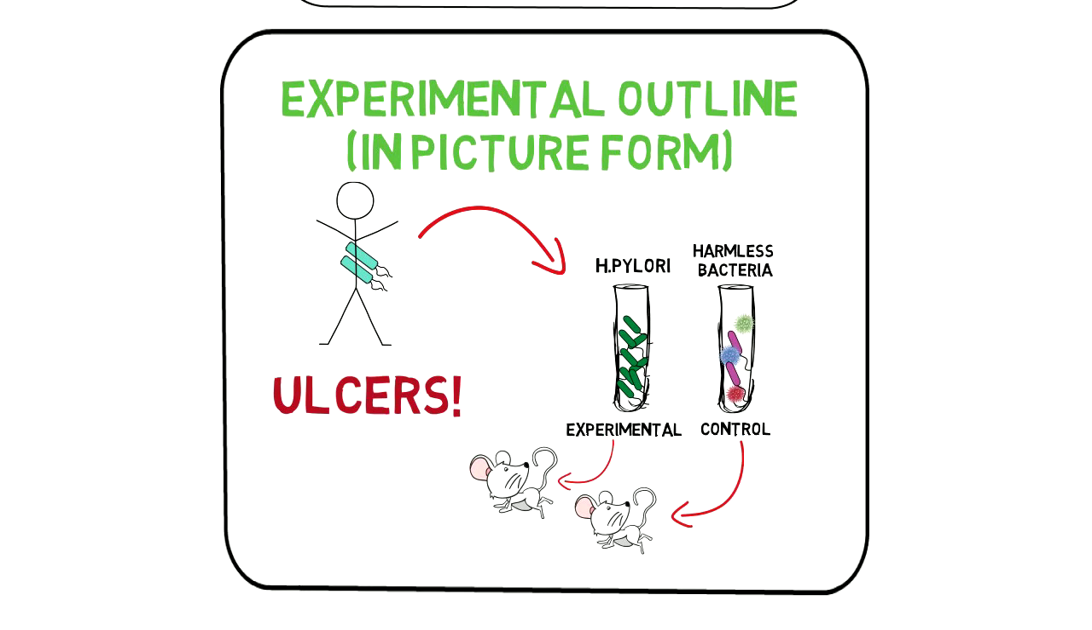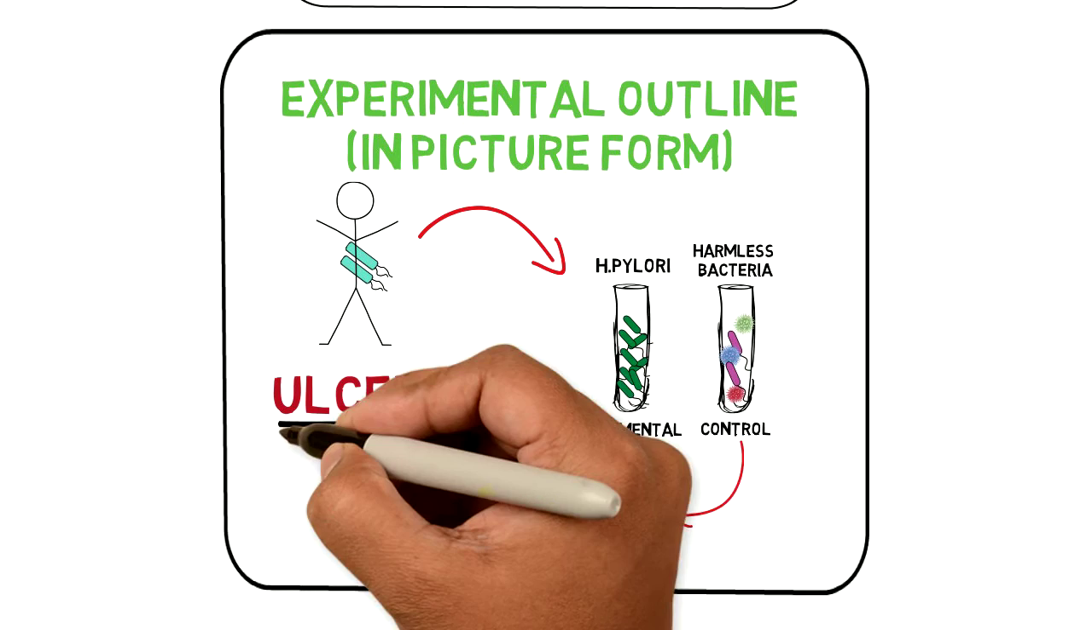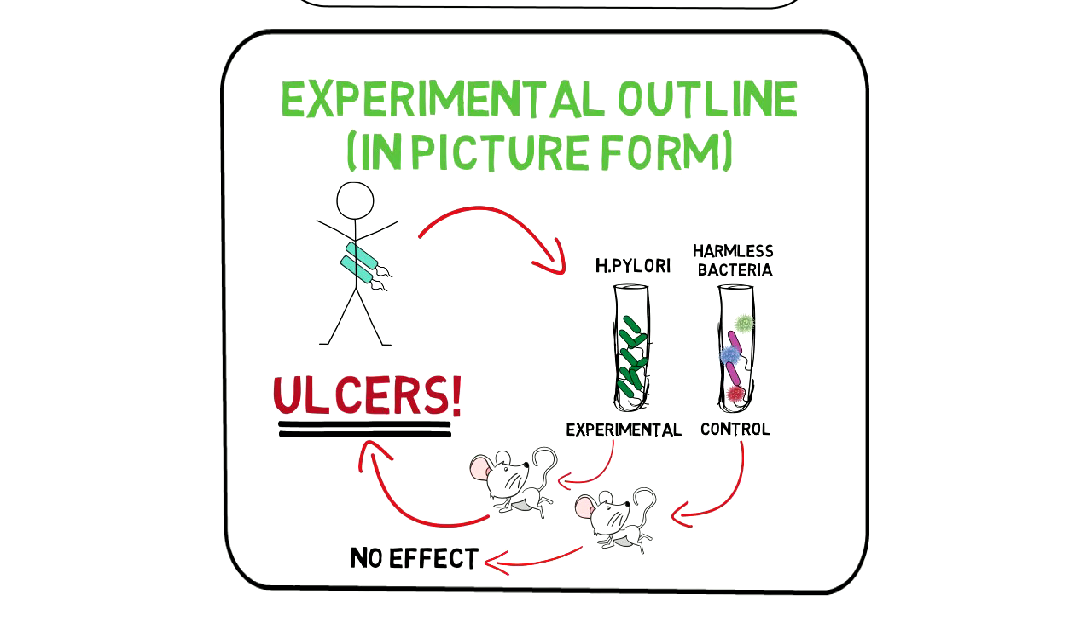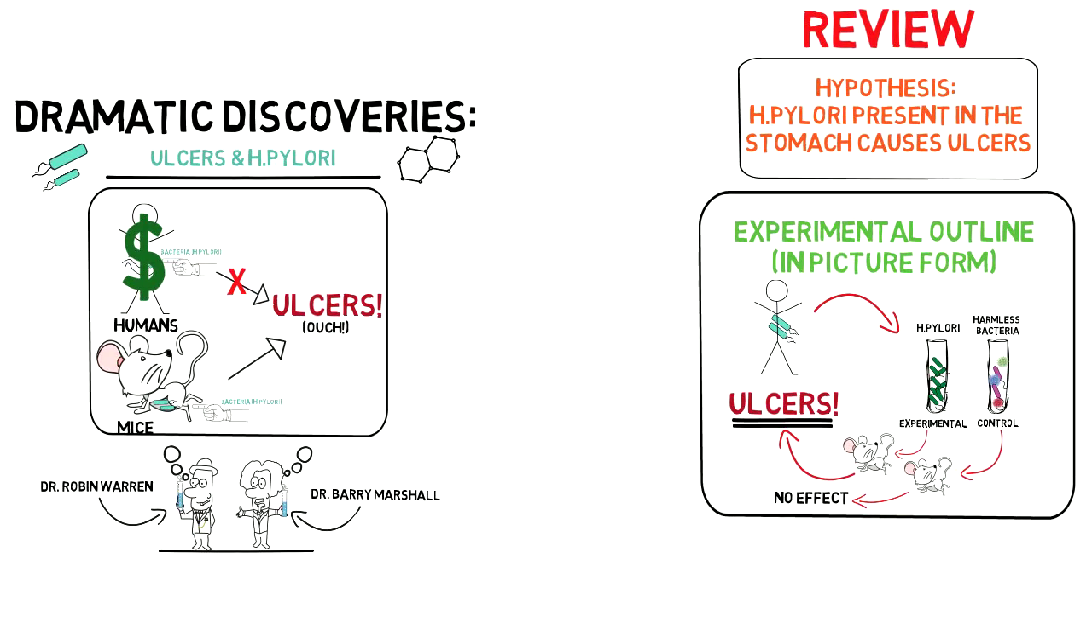If the hypothesis is true, then we would expect the mice who receive the H. pylori to develop ulcers, while the control mice should show no effect of the harmless bacteria. Are you ready to start the experiment? Click here to start.